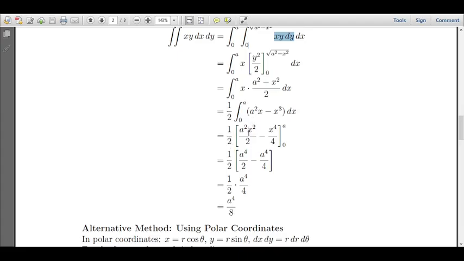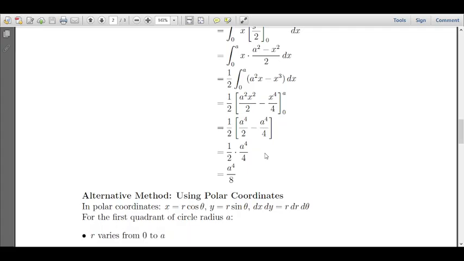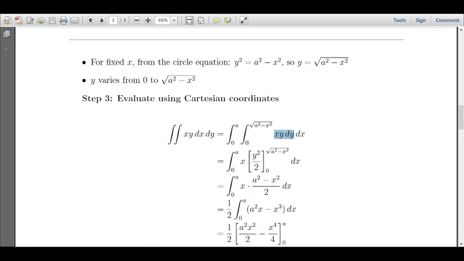So 1 by 2, a square constant, integration of x is x square by 2, minus integration of x cube is x power 4 by 4. Here we are using the formula integration of x power n dx equal to x power n plus 1 by n plus 1. So this is 1 by 2 into, substituting the upper limit x equal to a, a square into a square by 2 minus a power 4 by 4. Taking the LCM 4, this is 2a power 4 minus a power 4 by 4, which is a power 4 by 4. So finally this is a power 4 by 8. Thank you.